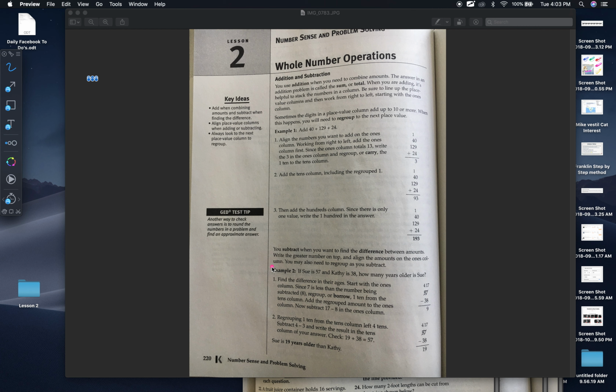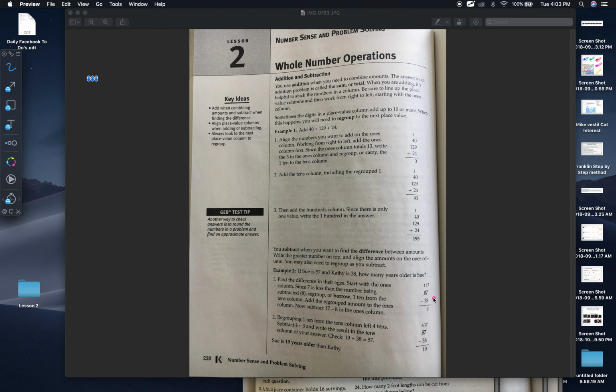So example 2: if Sue is 57 and Kathy is 38, how many years older is Sue? Find the difference in their ages. Start with the ones column. Since 7 is less than the number being subtracted, regroup or borrow 1 ten from the tens column. Add the regrouped amount to the ones column. Now subtract 8 from 17.